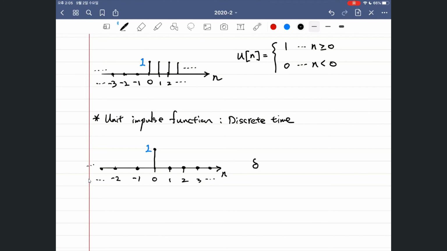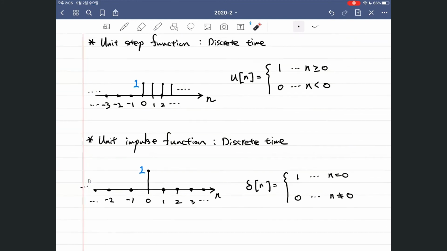Okay, so in equation, you denote the impulse function as delta, which we write this way. This thing is called delta. So delta[n] is 1 when n equals 0, and 0 when n is not 0. Okay? So for the impulse function, you have only one value of 1, and for the unit step you have a lot of ones.